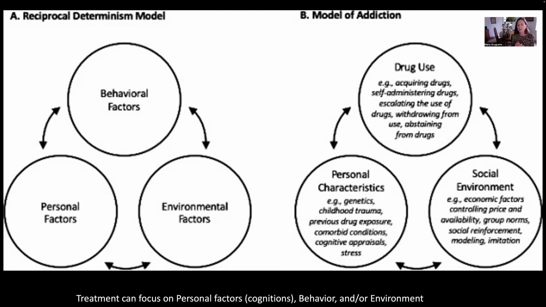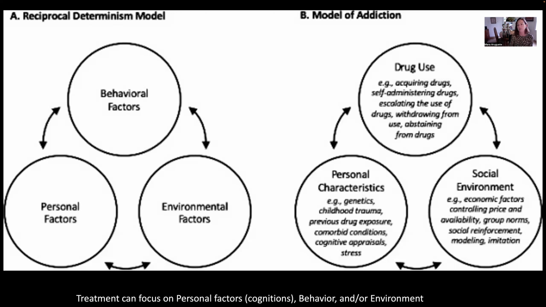It could be things like a comorbid condition like depression or anxiety, cognitive appraisal, stress that you're under, things like that. Now that may lead you to use drugs, okay? So you may find some drugs, right? And then, see the double arrow, that can change your personal characteristics. Now the drugs are affecting your brain and that changes you from within. So there's a double arrow there.